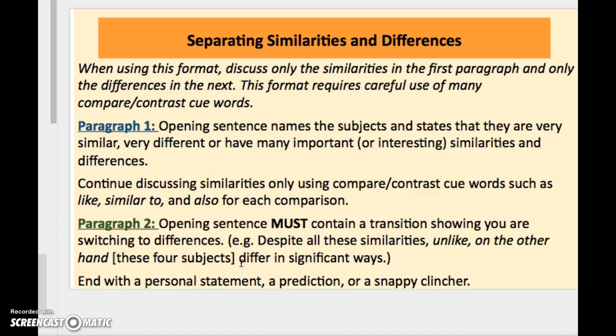You're going to continue in paragraph 1 discussing the similarities only, using compare and contrast keywords such as "similar to" and "also" for each comparison. Then in paragraph 2, your opening sentence must contain a transition showing you are switching to differences. For example, you're going to perhaps use "despite all these similarities," "unlike," "on the other hand." These things differ in significant ways.